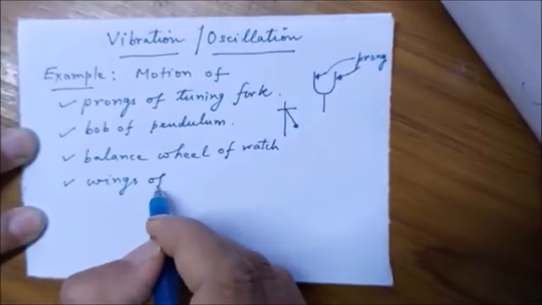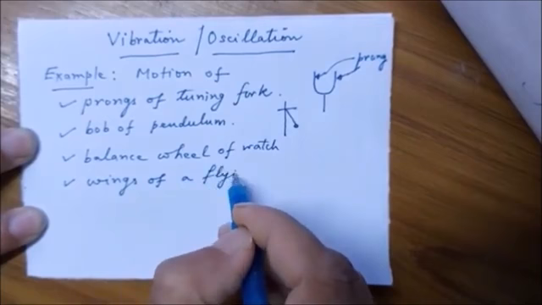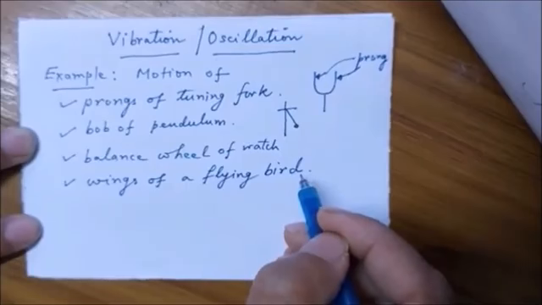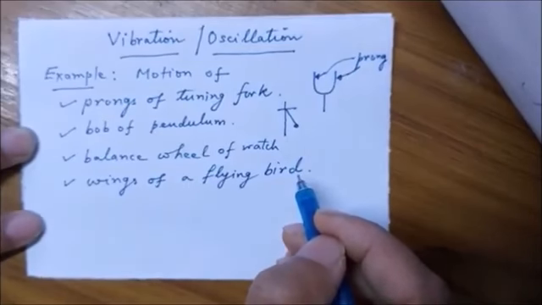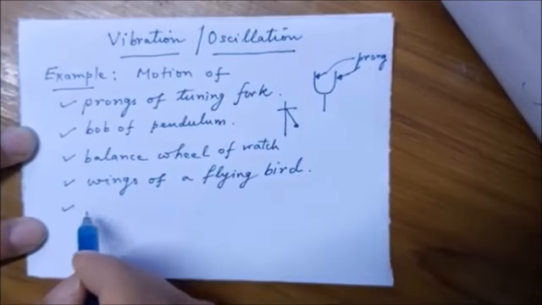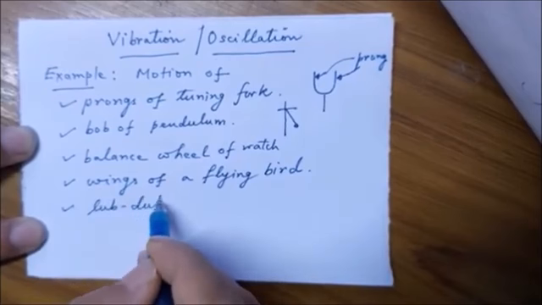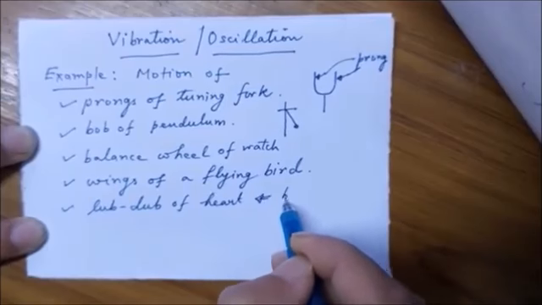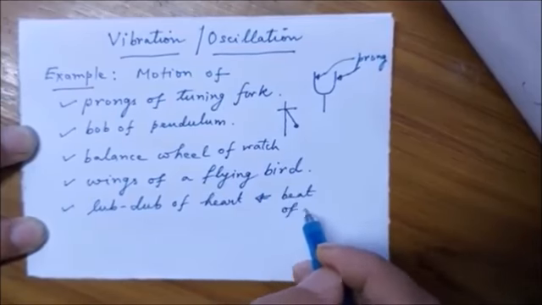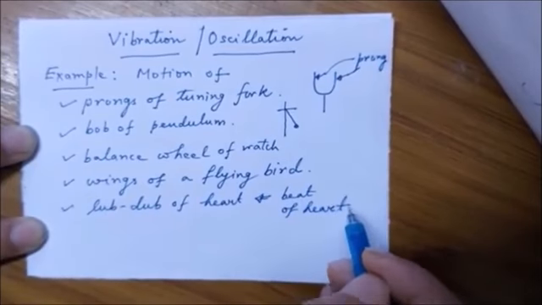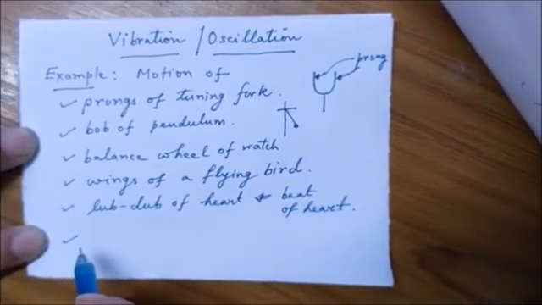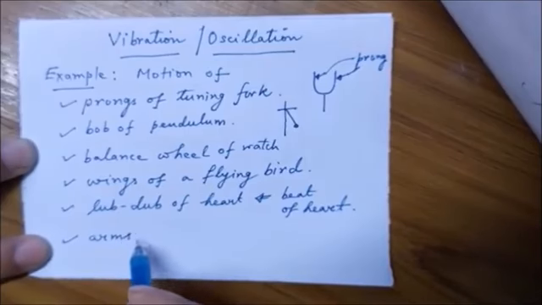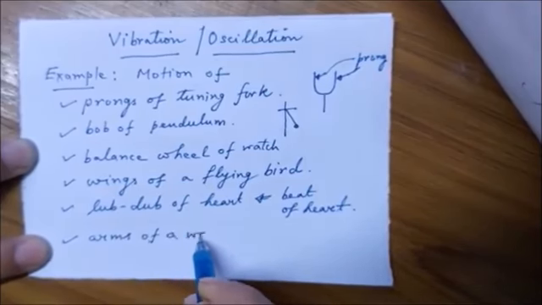The wings of a flying bird. So the wings move up and down, and there is a definite pattern of movement. So it oscillates or vibrates. The lub dub of the heart, and this is referred to as the beat of the heart. So the heart beats. And finally, when we walk, our arms also execute a definite pattern of movement. So, arms of a walking person.